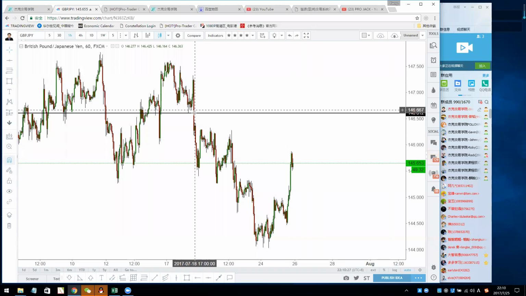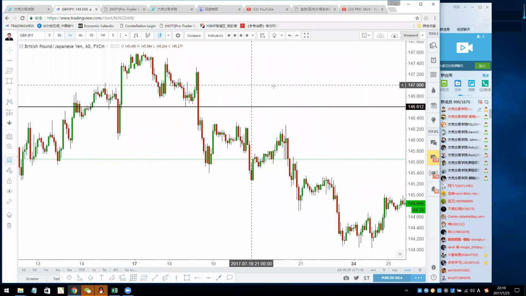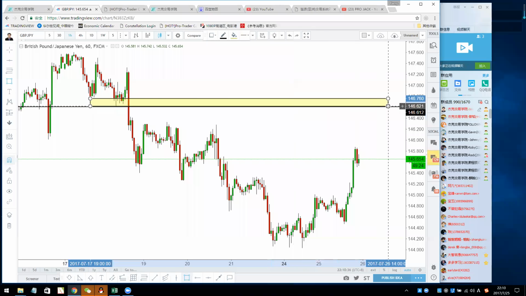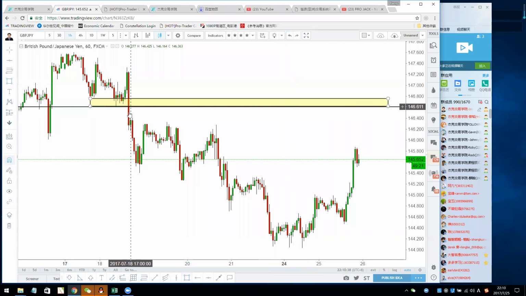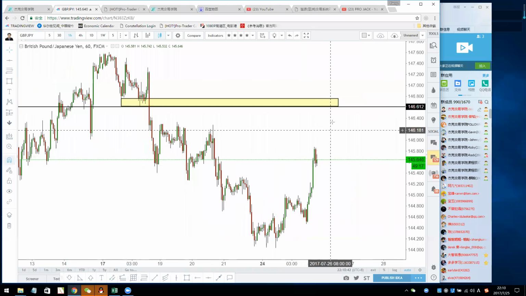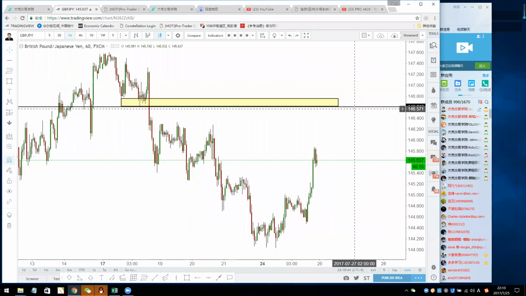Okay, focus on this place because this is a broken structure that has been tested. Okay, we have support here, we have support another time, and now since it broke down, it doesn't really pull back to this place. So I will trade the first pullback to this 146.61 to short for sterling yen.